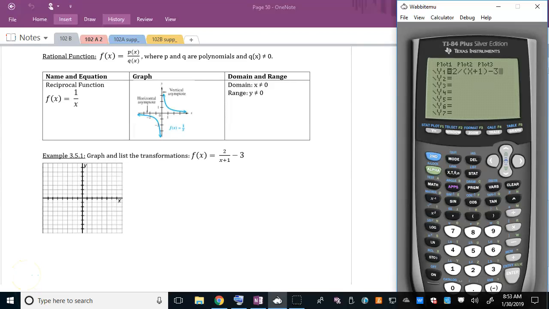Math 102, example 3.5.1, version B. So now we're going to look at rational functions. These are basically fractions. We define them as p of x over q of x, where p and q are polynomials, and the denominator q is not 0. Our most basic shape is that reciprocal function.